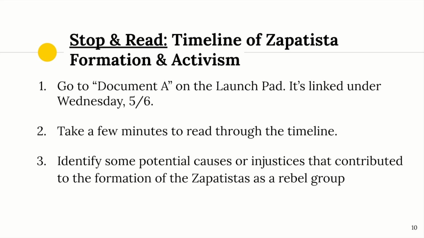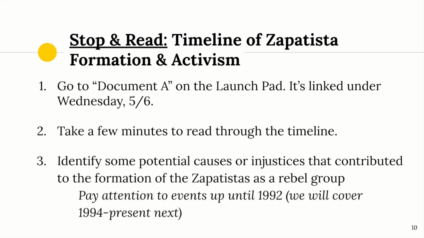And as you read, you're going to identify some potential causes or injustices that contributed to the formation of the Zapatistas as a rebel group. So to do this, I want you to pay attention to how one event may have led to another. In history, this is called causation, or the study of the relationship between cause and effect. So you're looking at the events and thinking, which one of these events may have spurred activism among the group? And where can I see that there are potential injustices that may have angered the Zapatistas and driven their activism? And again, I want you to pay attention to events up until 1992. We're going to cover the rest later, so just focus on events up until 1992.